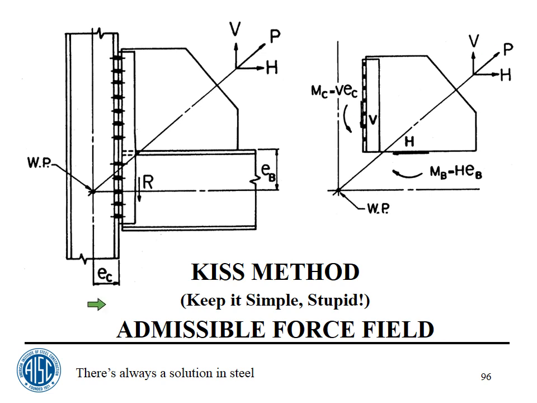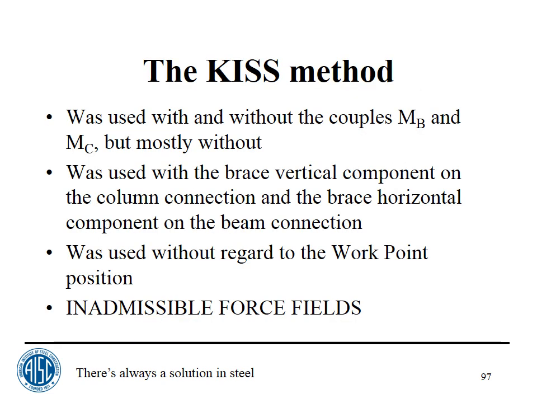I don't know what other names this goes by, but I'd say the KISS method, keep it simple, don't make anything more difficult than it needs to be, is as good as any. The KISS method was used with and without couples, the moments, M sub B and M sub C, but mostly without. It was used with the brace vertical component on the column connection and the brace horizontal component on the beam connection. It was used without regard for where the work point was. Was it at the gravity axes, or was it at the corner of the gusset, or some other place? These are inadmissible force fields.